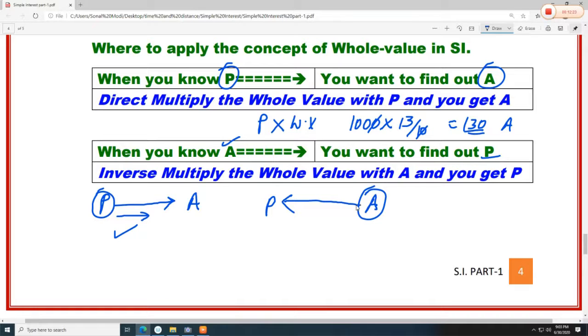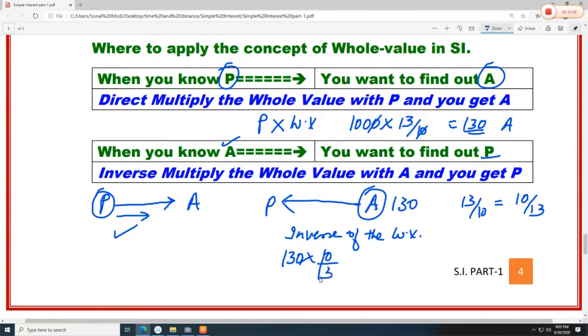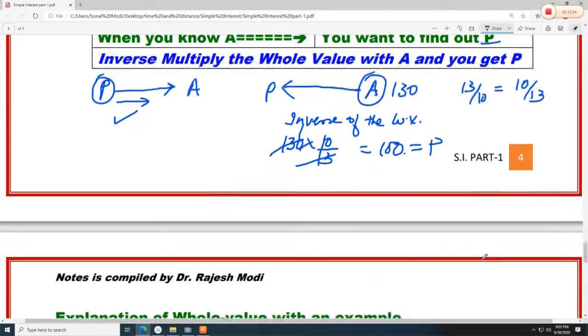But here the arrow is in a reverse direction, so you have to put the inverse of the whole value. For example, let's say 130 is an amount and the whole value is 13 over 10. So you have to put it inversely, so it is 10 over 13. So 130 into 10 over 13, so it is going to be 100. So this 100 is going to be the principal.